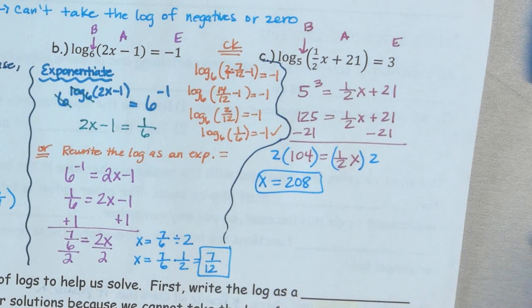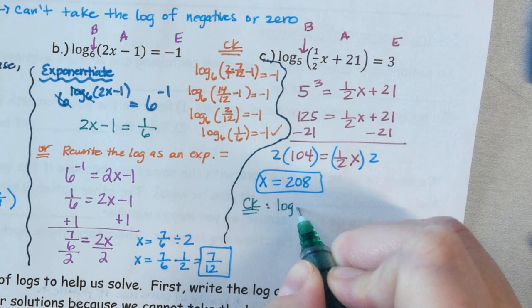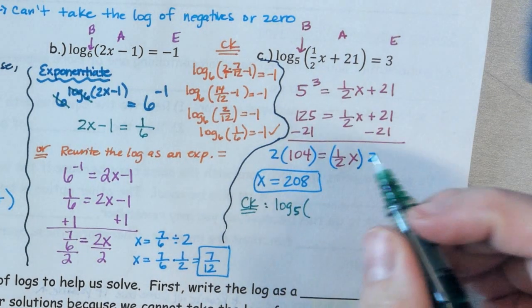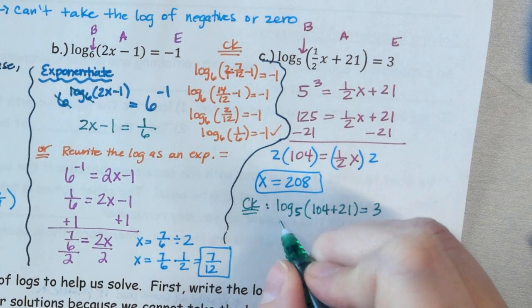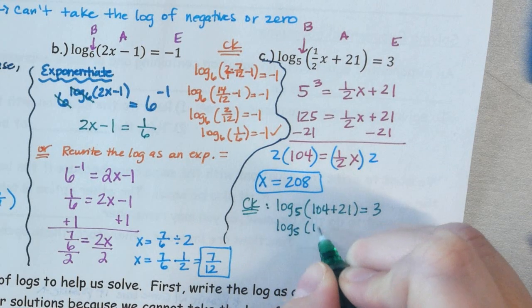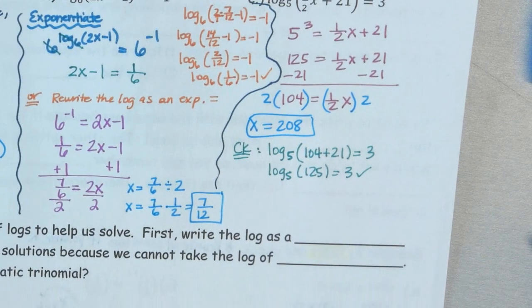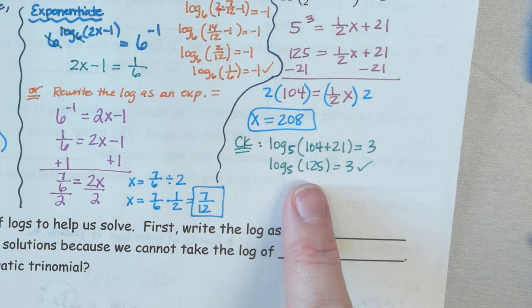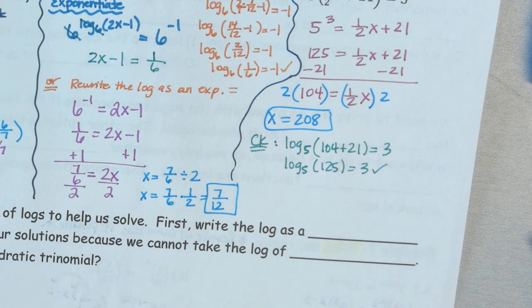Okay, and this one, when I check, it's going to be just like a very short check here. So when you have a whole number, it's a little bit easier, right? You have log base 5 of, and then what's 1/2 times 208? 104. So I'm just going to plug it in like this. Log base 5 of 125, does that equal 3? Yes, because 5 to the third is 125. Okay? So ones like this, you can check that in your head, that's fine. Okay? I don't have to see that part written out.